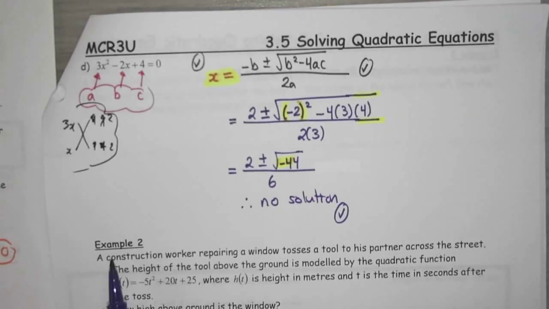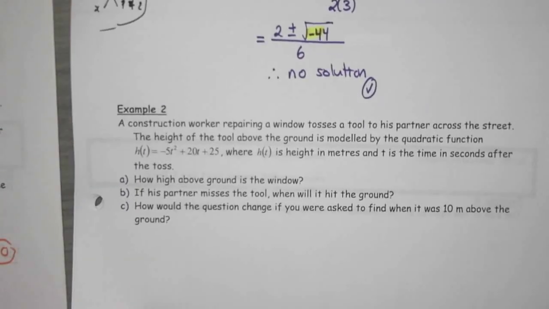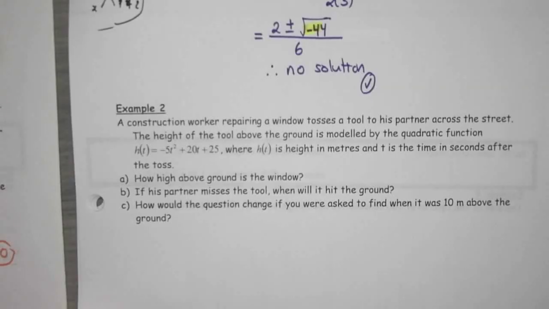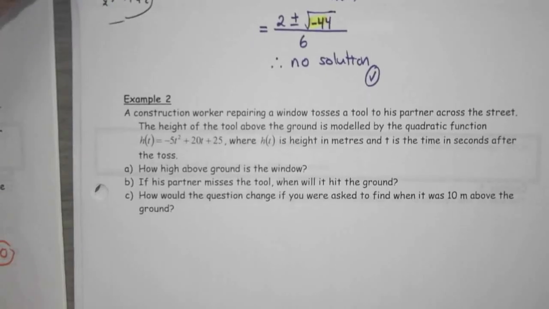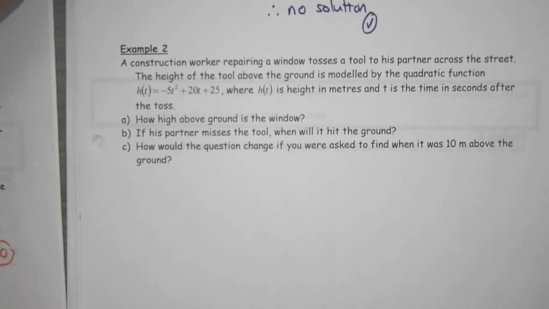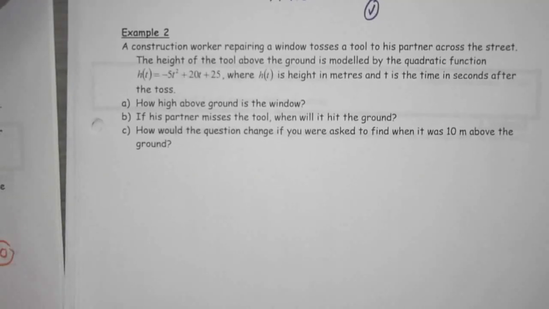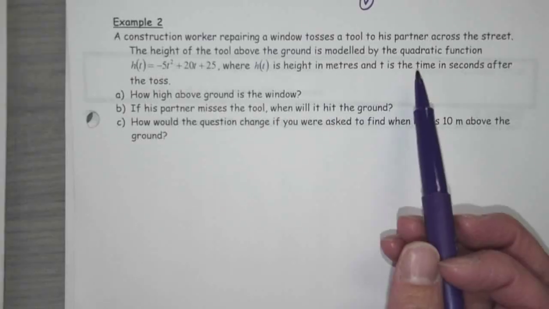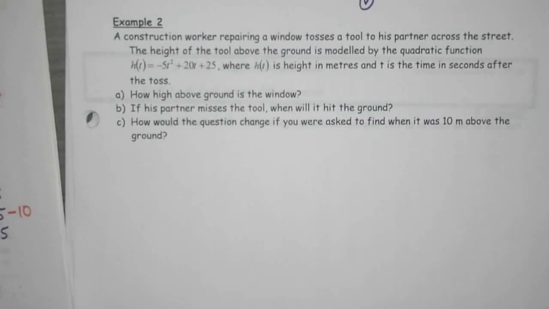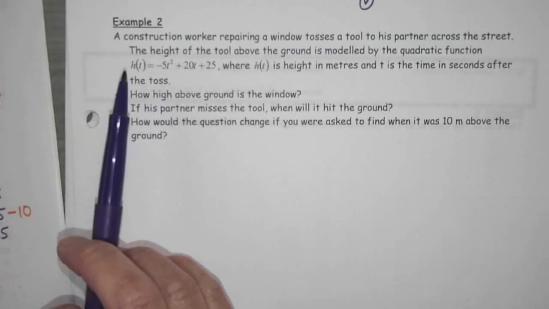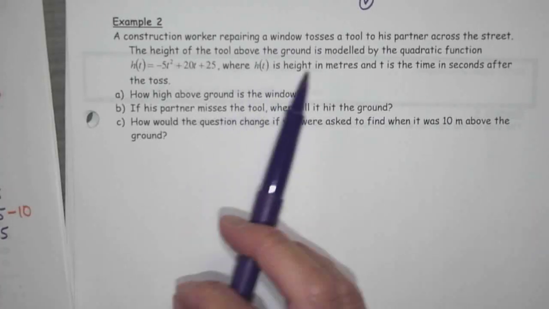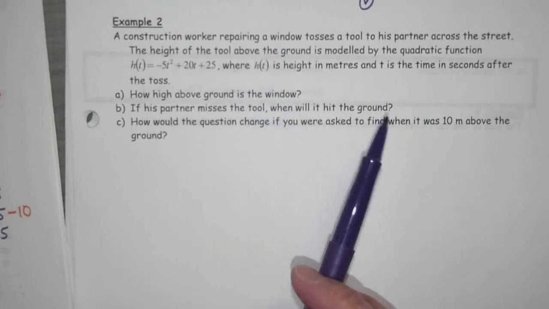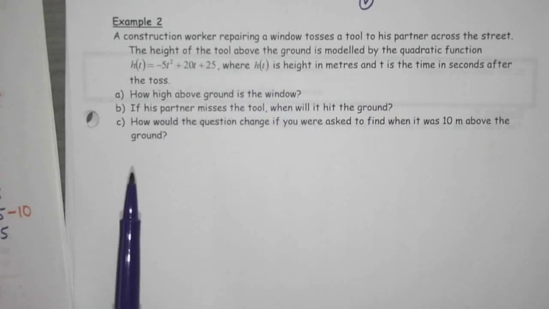3.5 still here. We're going to go on to example 2 down here, and it's a construction worker repairing a window, tossing a tool to his partner across the street. The height of the tool above the ground is modeled by this quadratic function. So we've got this equation. H is the height in meters, T is the time in seconds.